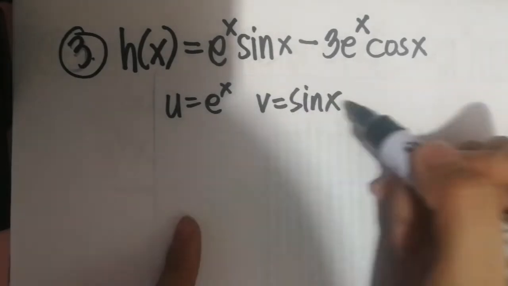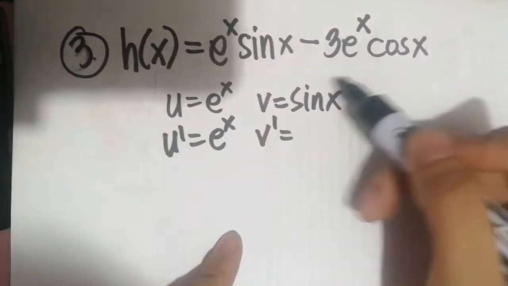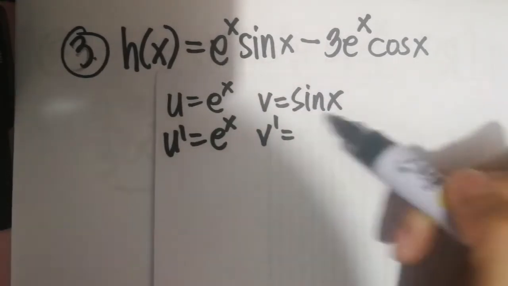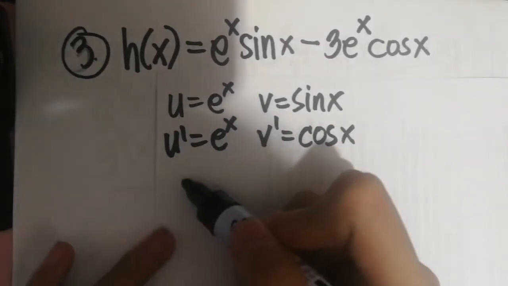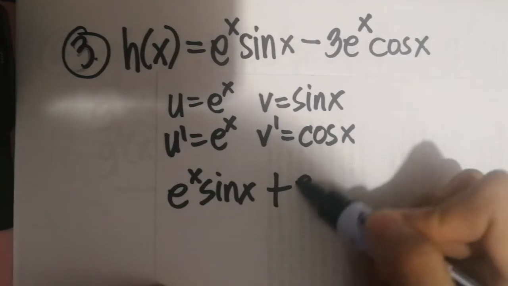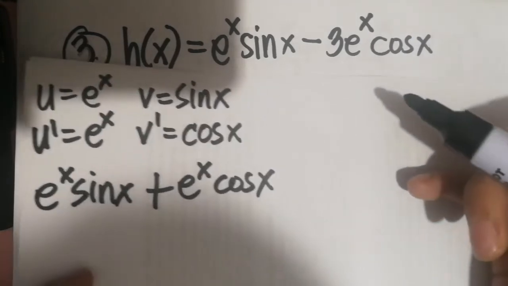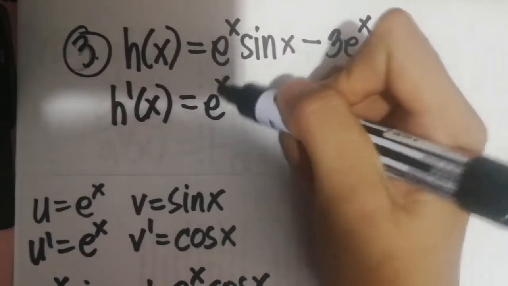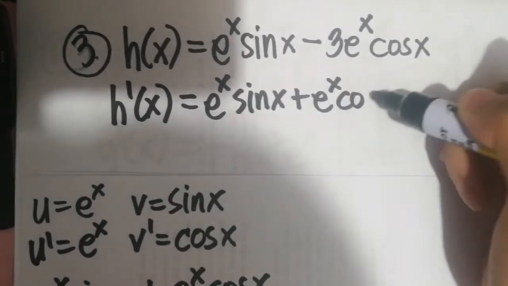So get the derivative of u and v. U prime is e raised to x, then v prime is, recall the derivative of trigonometric function. So the derivative of sine x is cosine x. So cross multiply, this will give you e raised to x power sine x plus e raised to x power cosine x. Okay, so we have h prime of x is equal to e raised to x times sine x plus e raised to x times cosine x.